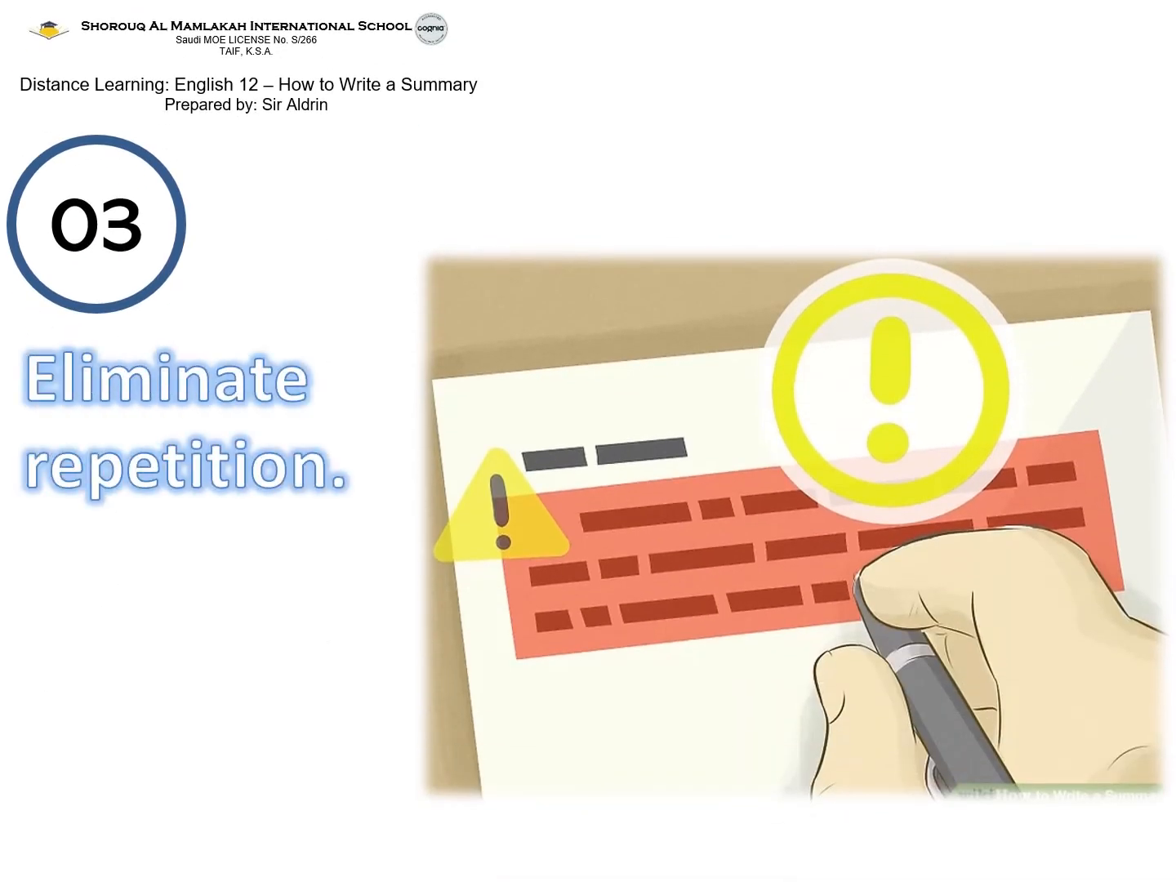Eliminate repetition is the next step. Sometimes in an article or book, the author might make the same point multiple times as a way to underline their main points. In your summary, you don't need to do this. When you are reading your summary, delete any repetitive points, even if the author makes them multiple times. You only need to make them once.